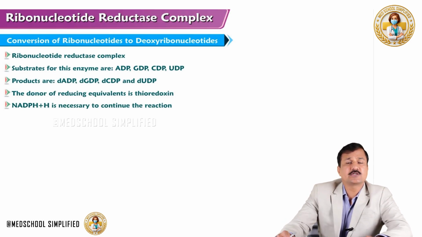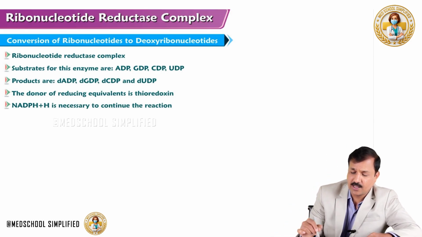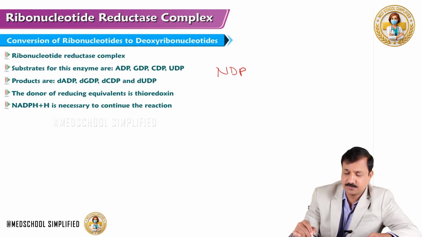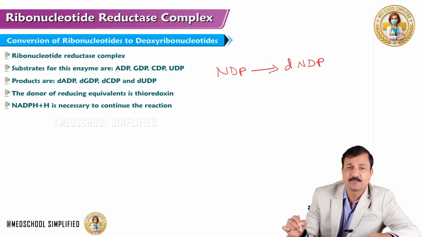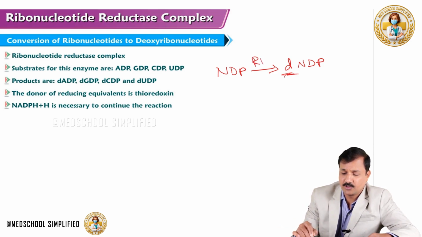Now, the conversion of ribonucleotides into deoxyribonucleotides needs the ribonucleotide reductase enzyme. Basically, here what happens is the nucleotide diphosphates, which I am writing as NDPs, all nucleotide diphosphates, will be converted into deoxynucleotide diphosphates. Basically, the ribose sugar in a nucleotide diphosphate will be converted into deoxyribose sugar. That's the function of ribonucleotide reductase.